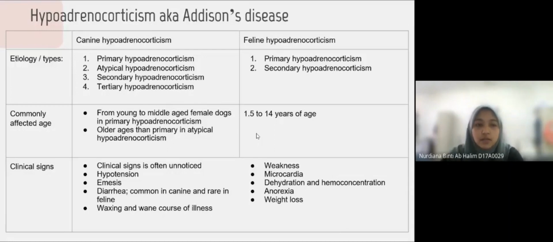The clinical signs are often unnoticed due to the vague clinical signs that can be confused with other metabolic diseases. Other clinical signs that can be seen are hypotension, emesis, diarrhea, which is common in canine and rare in feline, waxing and waning course of illness, weakness, bradycardia, dehydration and hemoconcentration, anorexia, and also weight loss.